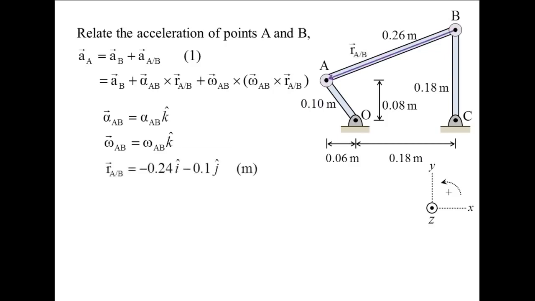RAB starts at point B and terminates at point A. Point A is located 0.24 meters to the left and 0.1 meters downward from point B. In order to find alpha AB, we need to obtain omega AB, the acceleration vector for point A, and the acceleration vector for point B.